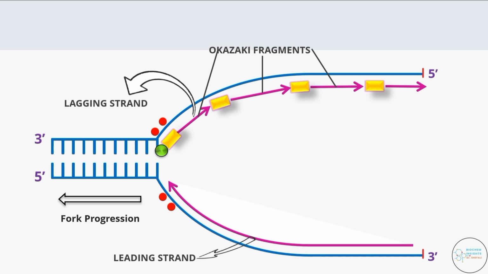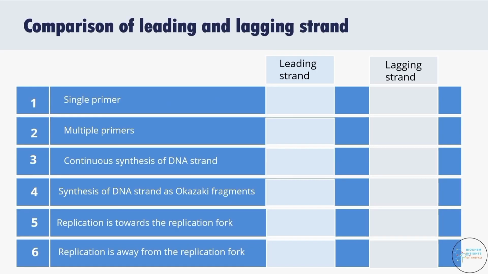So here, along with the 5' 3' polymerase activity, DNA polymerase 3 also exhibits 3' 5' exonuclease activity simultaneously, that is proofreading or error detection. So if we compare the two strands, we will see that leading strand requires only one primer, whereas lagging strand requires multiple primers. DNA polymerase 3 synthesizes DNA in continuous manner on leading strand, whereas on lagging strand, DNA is synthesized in the form of Okazaki fragments. On leading strand, replication occurs towards the replication fork, and on lagging strand, replication occurs away from the replication fork.